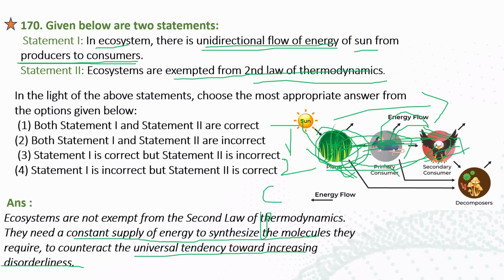If the flow of energy is stopped, for example if the plants do not undergo photosynthesis, they will not grow. If the plants do not grow, the primary consumers are affected because they don't have any plants to eat. Then the secondary consumers which were depending on the primary consumers will also be affected, because these animals will die because of the lack of food. So in the ecosystem, in the food chain, a continuous flow of energy is needed. That's why they are not exempted from the second law of thermodynamics. Okay, we'll move on to the next question.